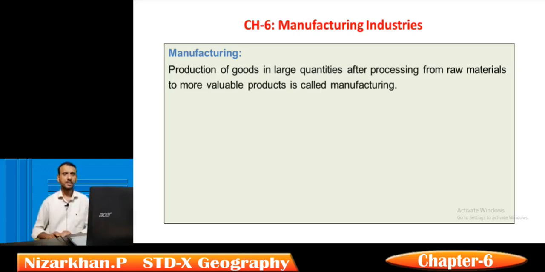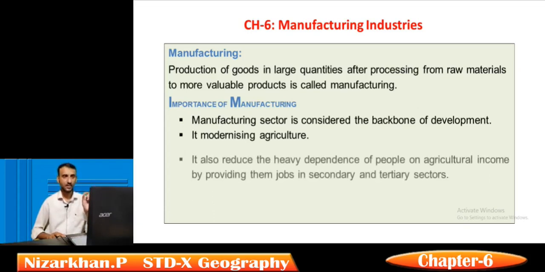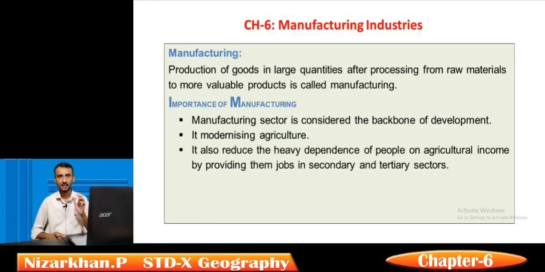Then, what is the importance of manufacturing industries? First one, the manufacturing sector is considered the backbone of development. Second one, it modernizes agriculture. And third, it also reduces the heavy dependence of people on agricultural income.